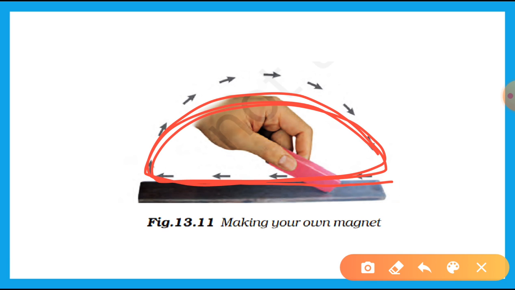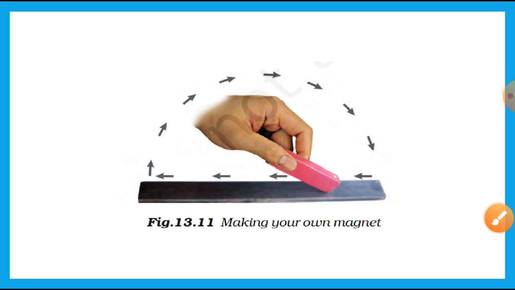You have to repeat this about 30 to 40 times. Then do it in the other direction. After that, this iron bar will behave like a magnet. If you bring some iron filings or some pins, they will get attracted toward this iron piece. It will get magnetized.